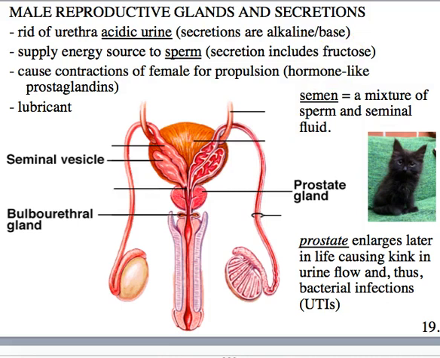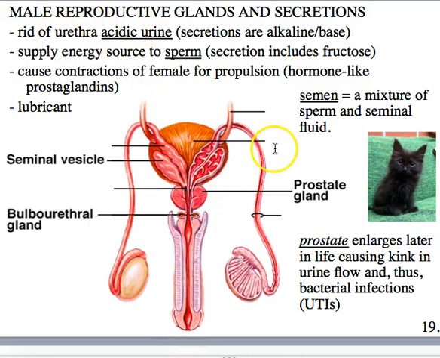You also get prostaglandin. Prostaglandin is a hormone that causes contractions. It's the hormone that causes women to go through contractions when they're giving birth. It also causes the vaginal canal to go through contractions, which pushes the sperm further up into the vaginal canal. So that's good.